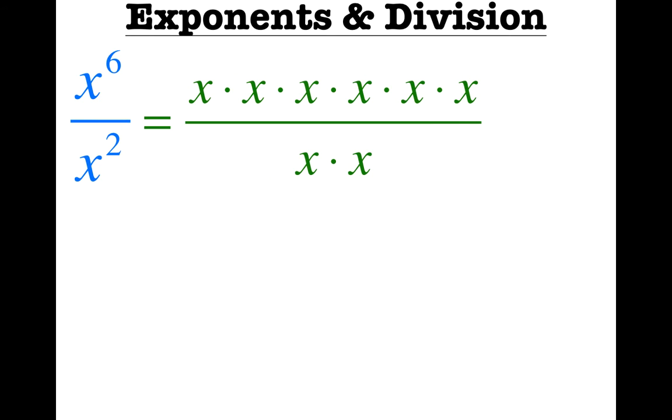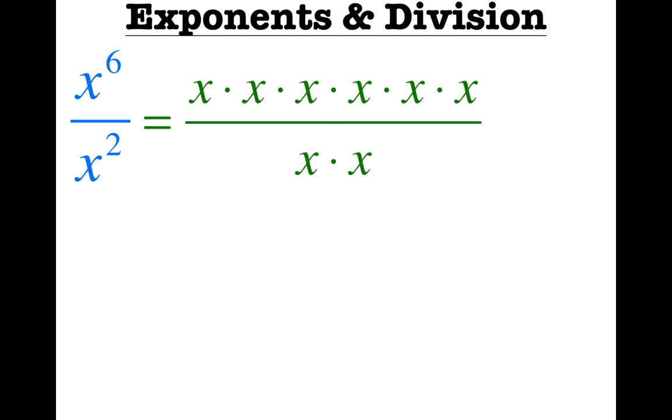Okay, what about a division problem where instead of x to the sixth times x squared, it's x to the sixth divided by x squared? In this case, what are we going to do? Well, when in doubt, write it out. We've got 6 x's on the top. We've got 2 x's on the bottom.